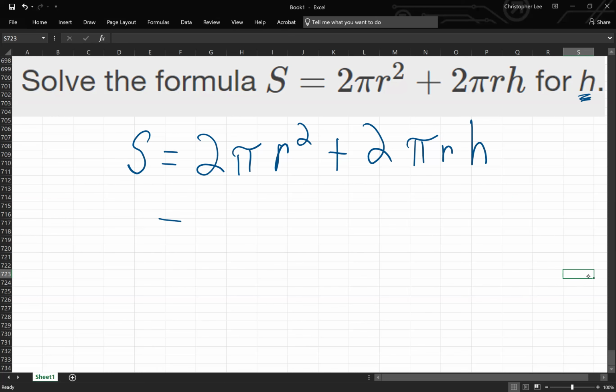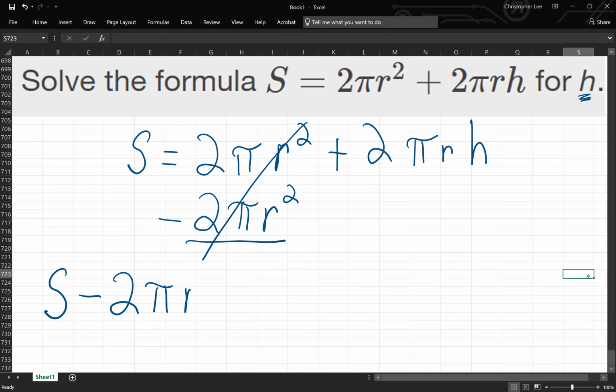I'm going to subtract this entire term, 2 pi r squared. But remember, what I do to one side of the equation, I have to do to the other side of the equation. This is going to become s minus 2 pi r squared is equal to 2 pi r h.